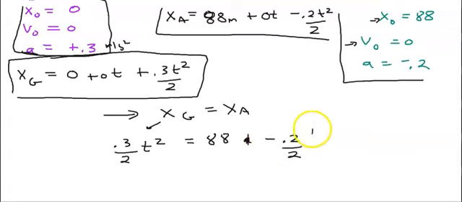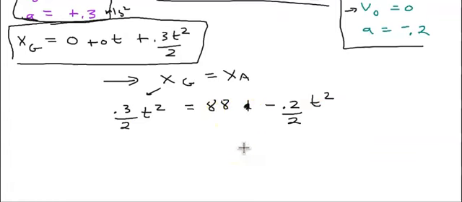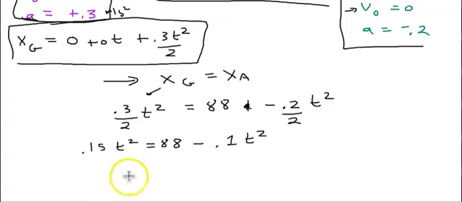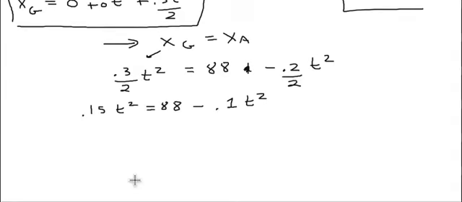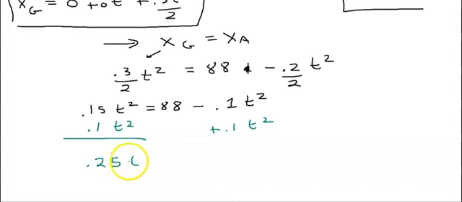Minus 0.2 over 2 t squared. Okay, so then let's combine, like, let's add, actually, let me do a little bit of dividing here. Okay, so 0.15 t squared equals 88 minus 0.1 t squared. So let's add 0.1 t squared to both sides. And you have 0.25 t squared equals 88.